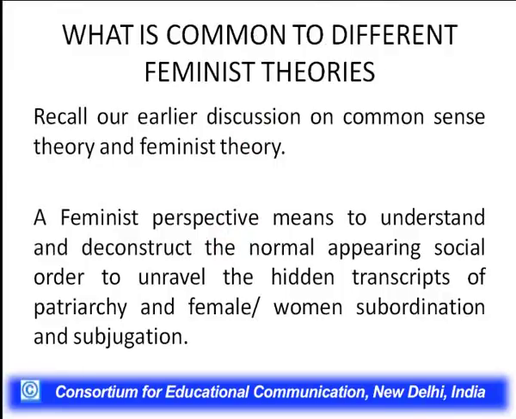Now, there are various kinds of feminist theories and we will be doing it systematically. But even when we do it systematically in terms of the different kinds of feminist theories, whether it's the liberal theory or the radical theories or the socialist feminist theories, or more contemporarily the black feminist theories, feminism of color, or most recently queer theory, there are certain things which are common to different kinds of feminist theories. What is it? Recall our earlier discussion on common sense theory and feminist theory.